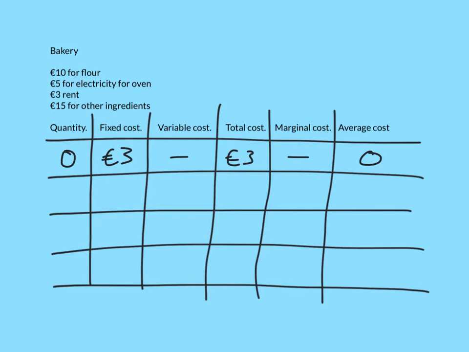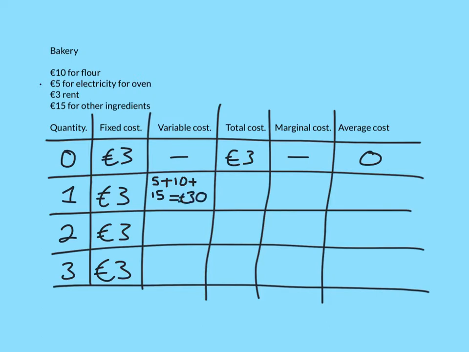Okay, so let's see if we make 1 cake. Well, for 1 cake again, our fixed cost is going to be €3, and realistically, no matter how many cakes, if I make 2 or 3, that €3 is going to stay the same for our fixed cost. Now our variable cost is going to be €5. That's for my oven. We have €10 for the bag of flour, because remember, even if I just want to make 1 cake, I'm going to have to buy a full bag of flour. And then I also have my €15 for other ingredients, and that's going to cost me €30 altogether. So my total cost is €33 to make 1 cake.